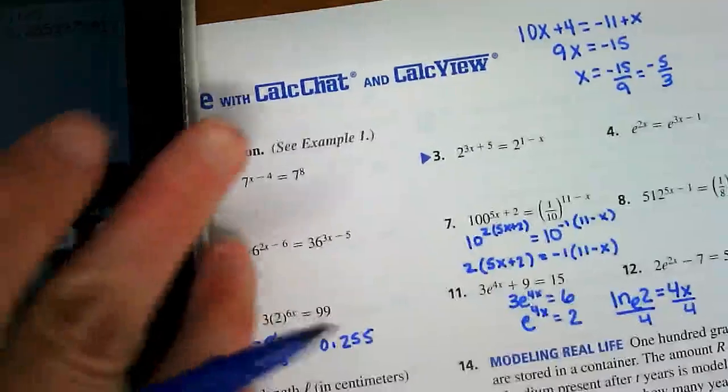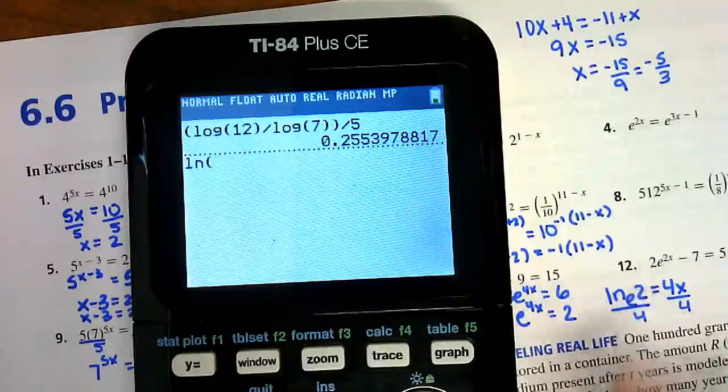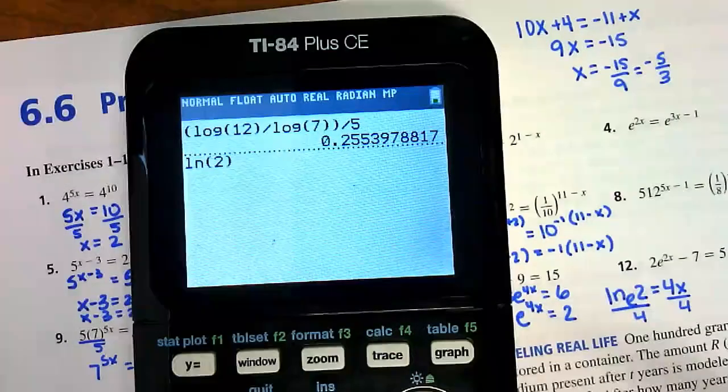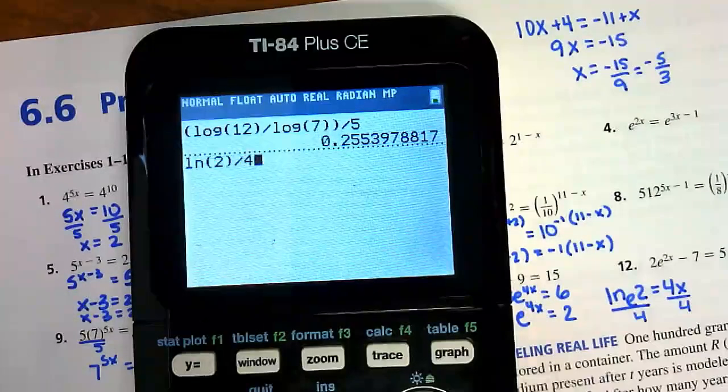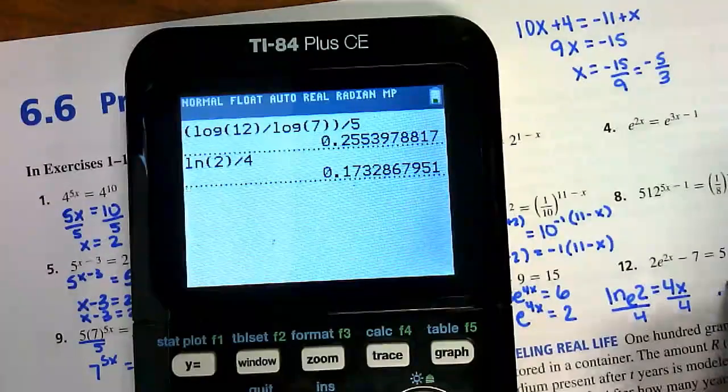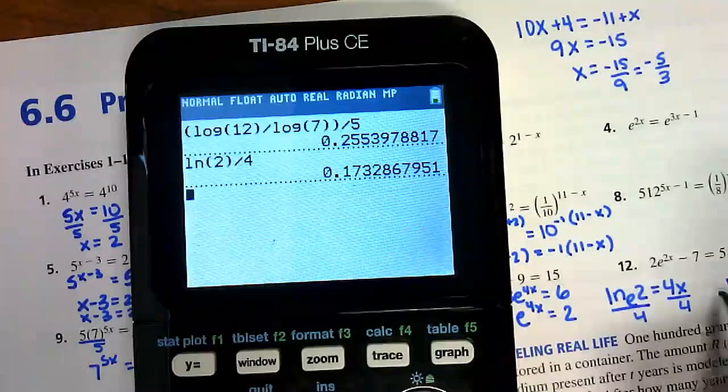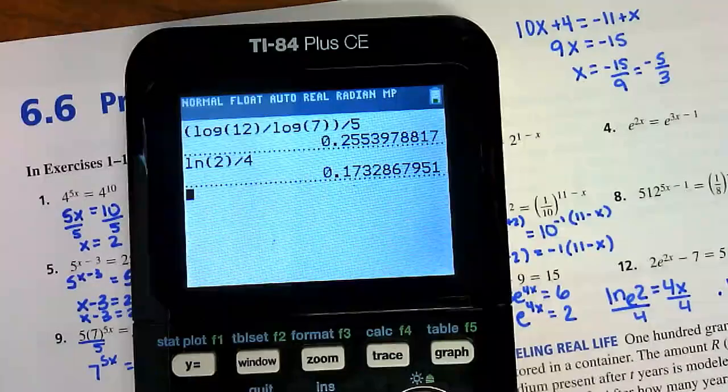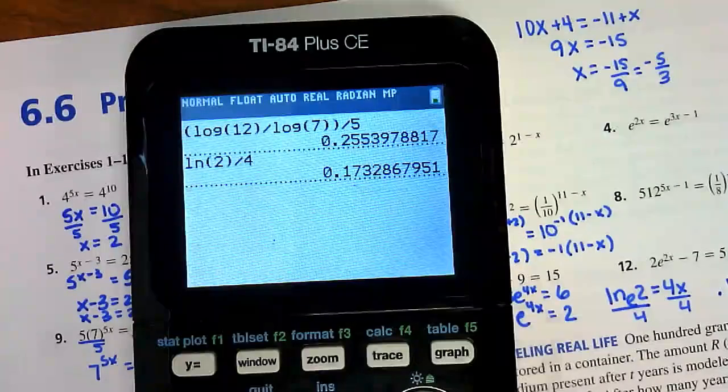So in my calculator, I can just type in the natural log of 2, because the base is e in my calculator already, and then divide that by 4, and I get 0.173. Okay, so that's that first section.